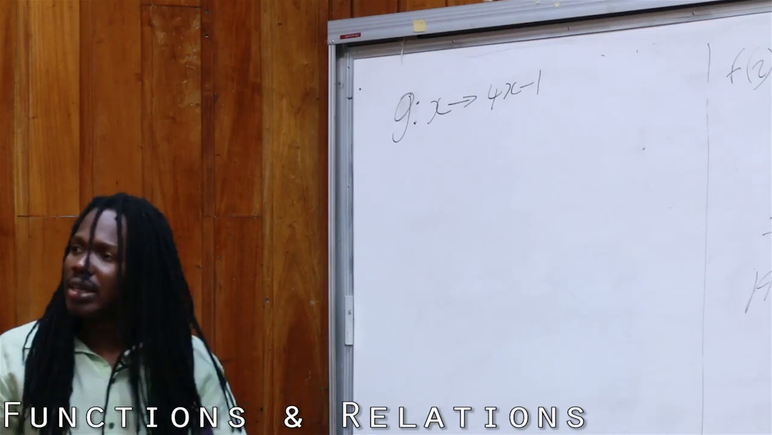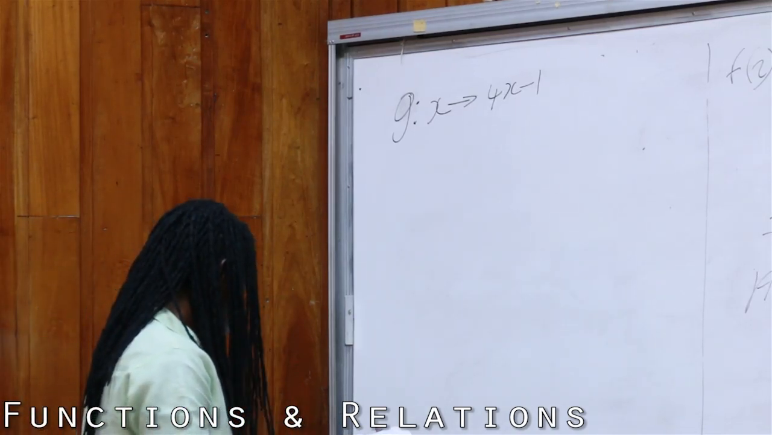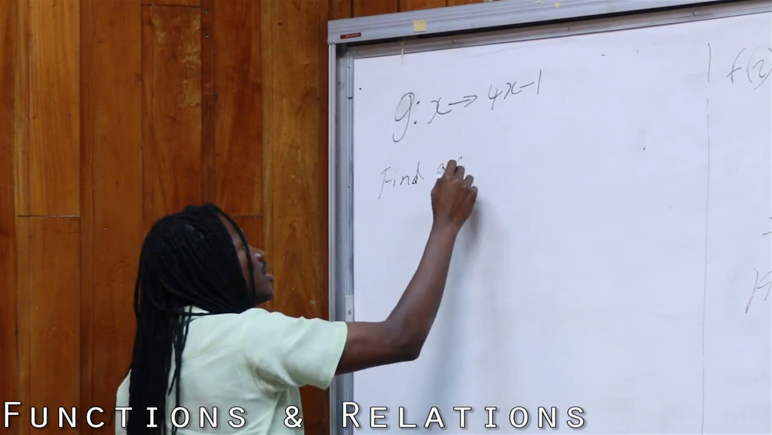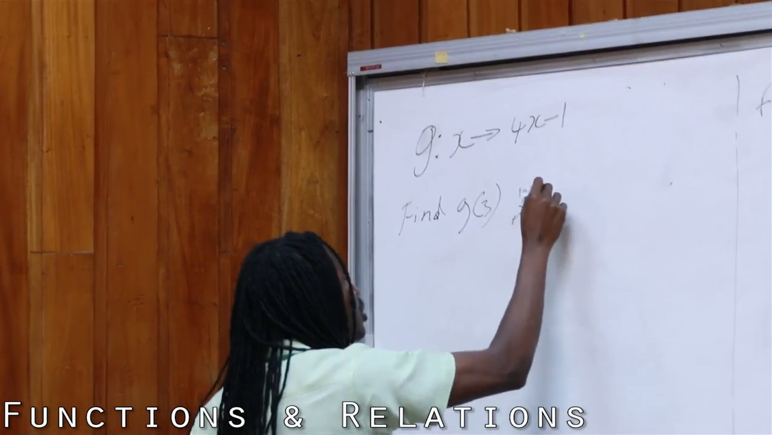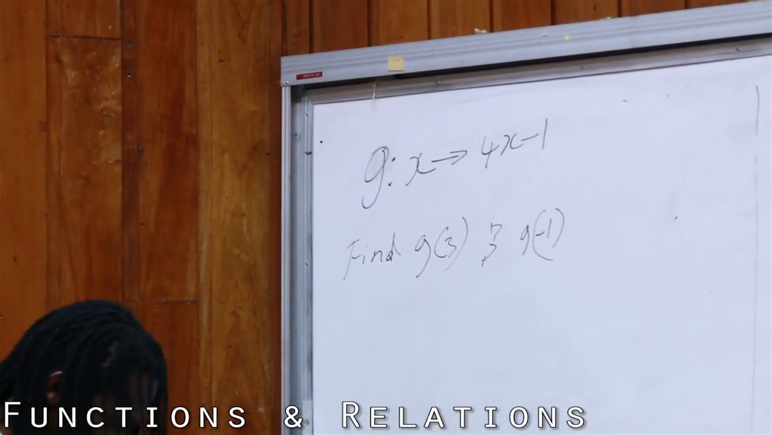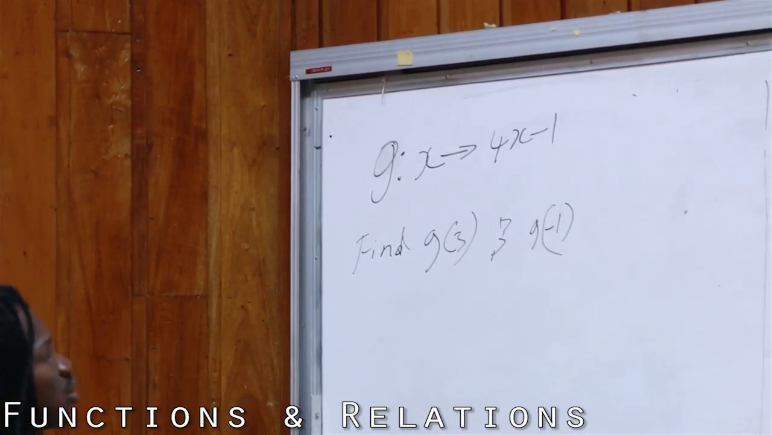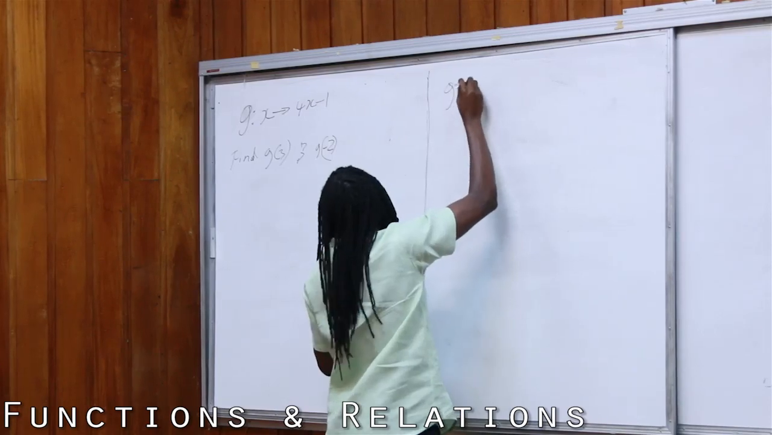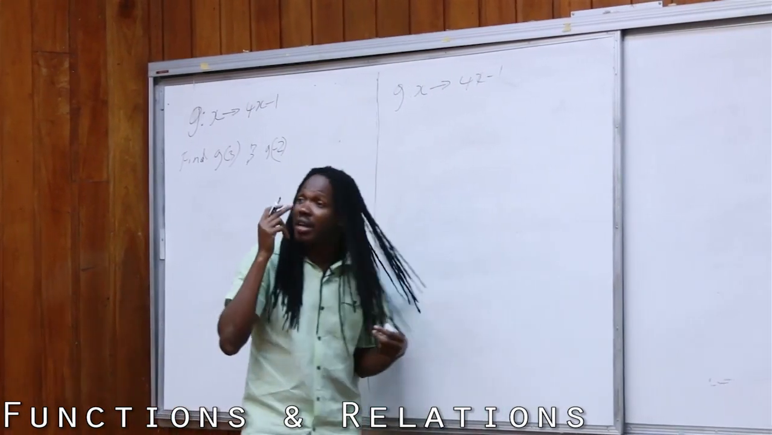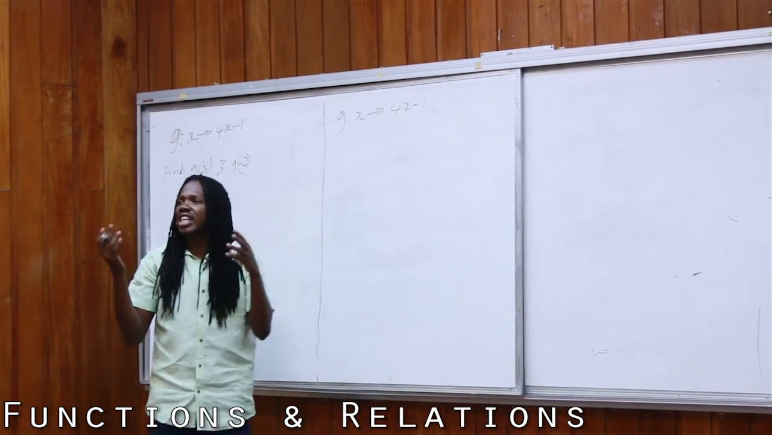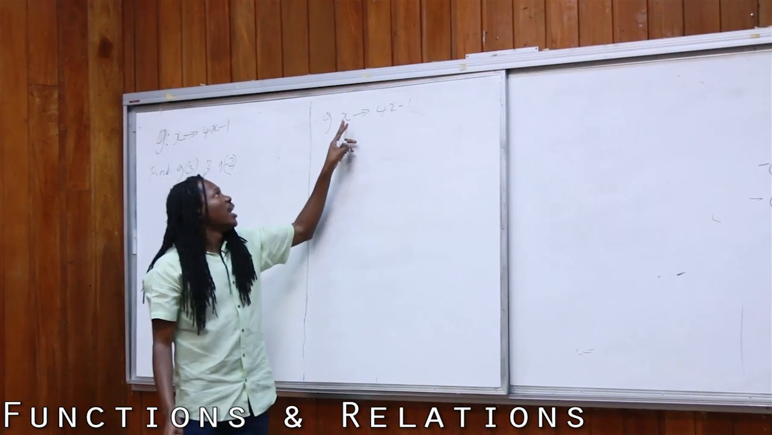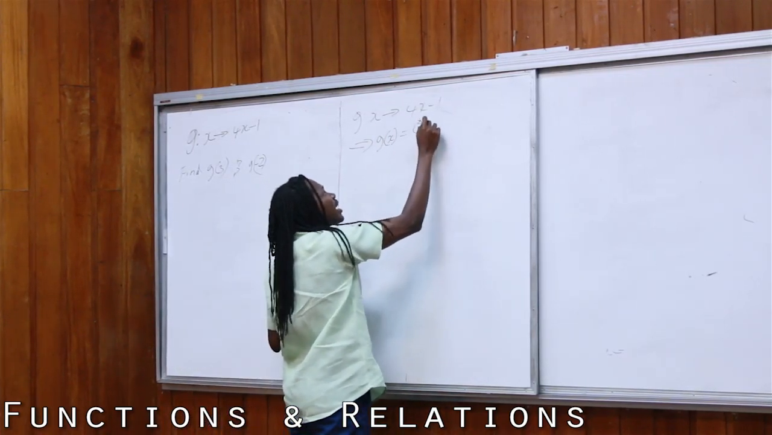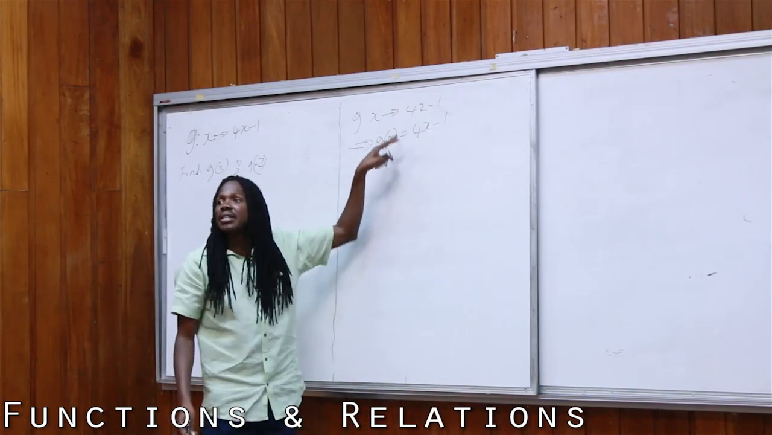So g(x). Find g(3) and g(minus 2). g(x) mapped onto 4x minus 1. Remember, I'm telling you, maths is a language. So this can be translated just like Spanish to English. This means the function x mapped onto 4x minus 1. So it implies g bracket x equals 4x minus 1. Because this and this are the same thing. Everybody see that?